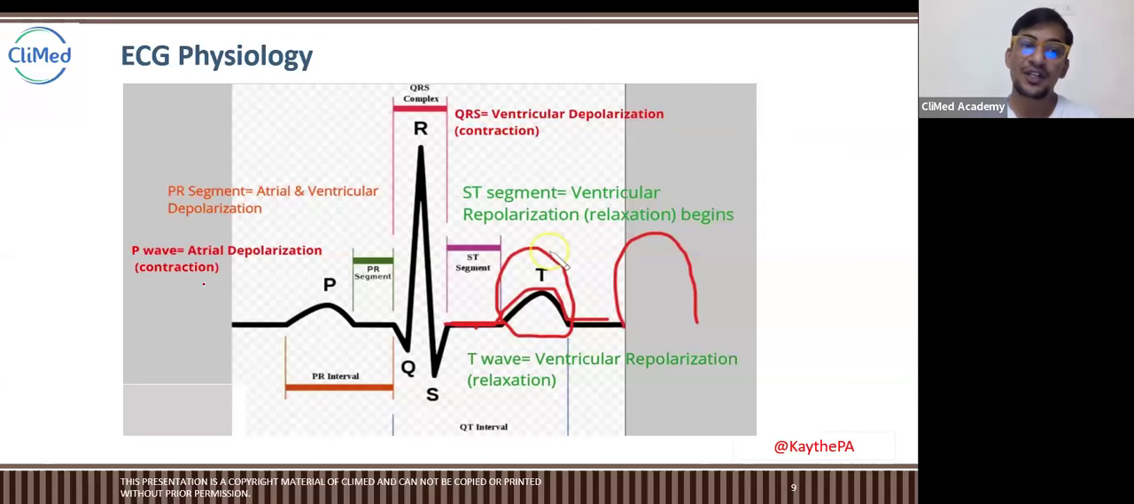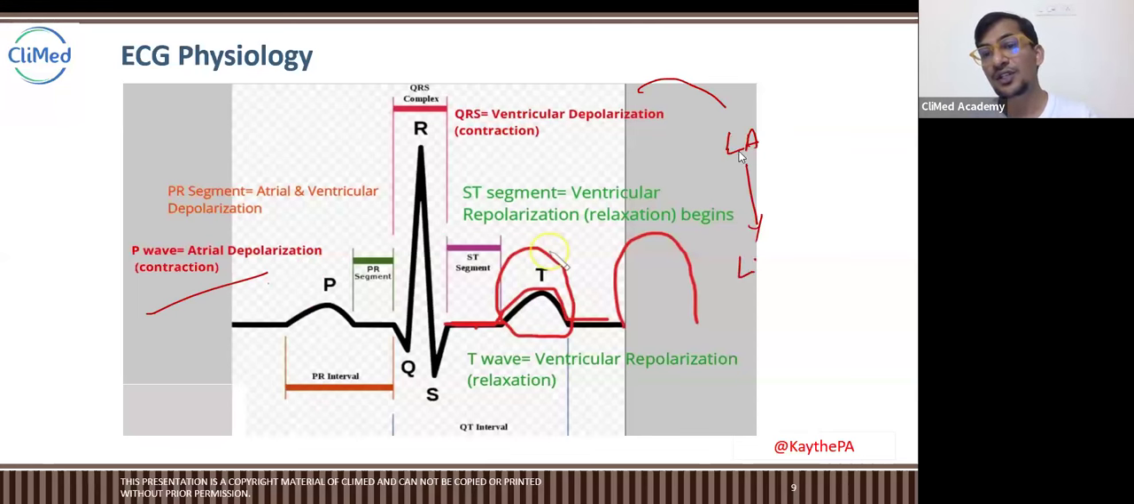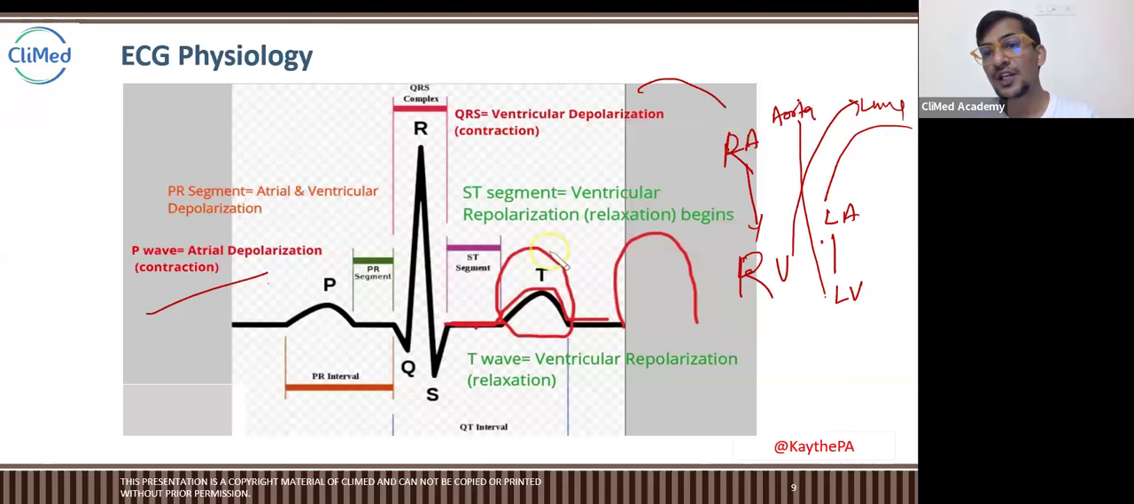But usually here, the P wave shows the contraction. You might be knowing that blood from the body comes to the right atrium and goes to the right ventricle, and from the right ventricle it goes to the lungs, and from the lungs it comes to the left atrium, and from the left atrium it goes to the left ventricle, and from the left ventricle it goes to the aorta, and aorta to the body parts, right? This is the flow of blood in the heart, right?